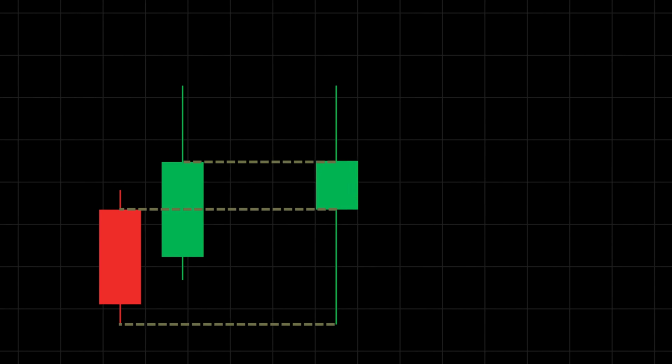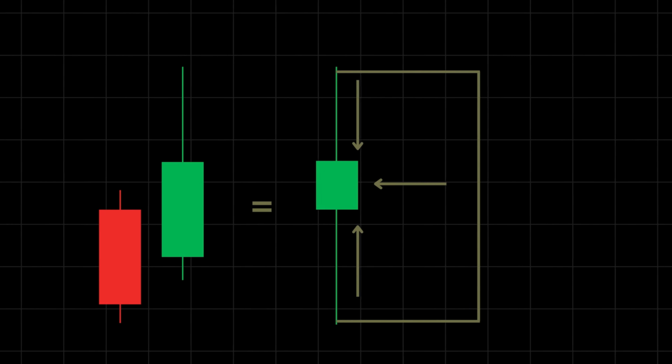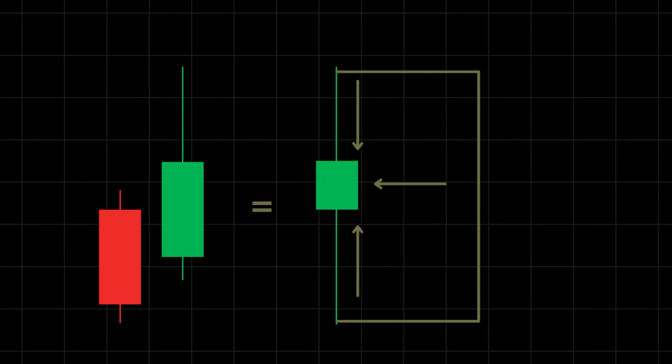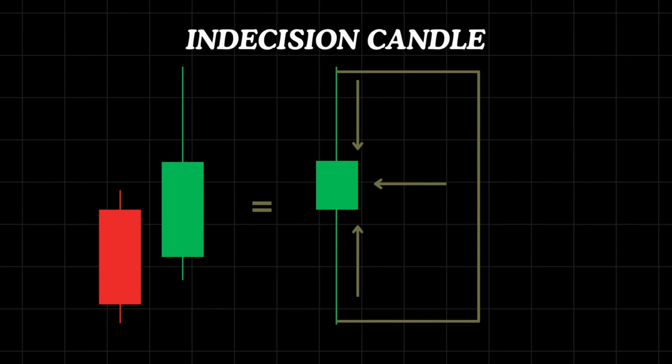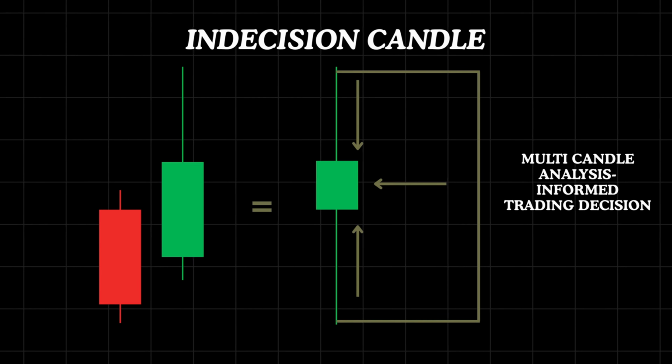Here we have two candles, and by blending them, we form a new candle. You'll notice its body lies at the center of its range, and both wicks are nearly equal, indicating an indecision candle. Using this method, you can interpret the market by combining 3, or even 4 candles into one. From that, you can form a more accurate trading view.